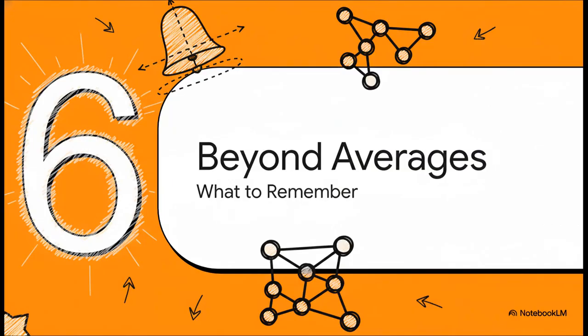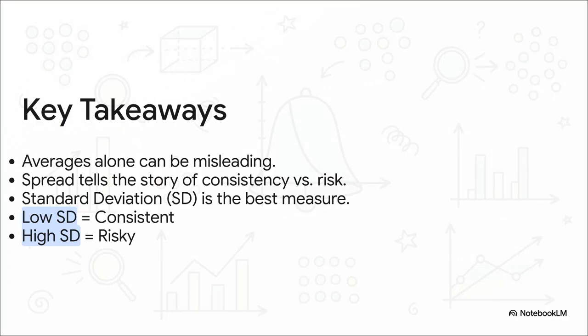So as we wrap things up here, what's the big takeaway? What is the story that this idea of spread tells us that an average just can't? Let's quickly recap what we figured out. First, and this is the big one, an average by itself can lie to you. Second, it's the spread of the data that tells the real story, that story of consistency versus risk. Third, standard deviation is the best tool we have to put a number on that story. And the rules are pretty simple. Low standard deviation means the data is all bunched up and consistent. High standard deviation means the data is all spread out and risky.